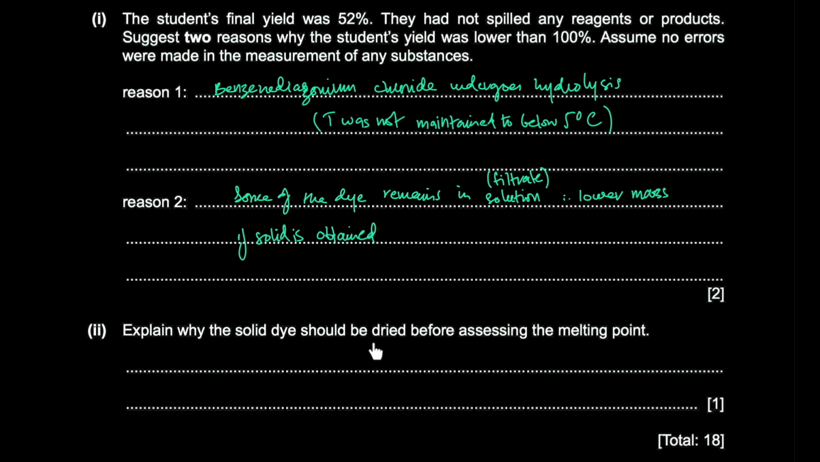Explain why the solid dye should be dried before assessing the melting point. Now, of course, if water was present, water is an impurity. We know that in order to determine the melting point accurately, we need a pure substance. So the water here is an impurity, and therefore the melting point obtained would be inaccurate in the presence of water.